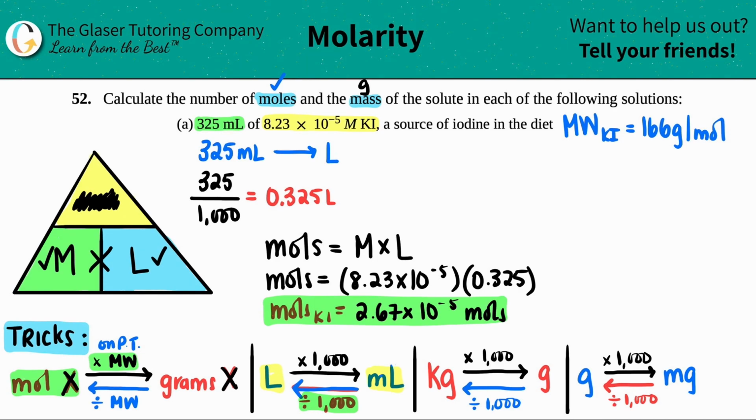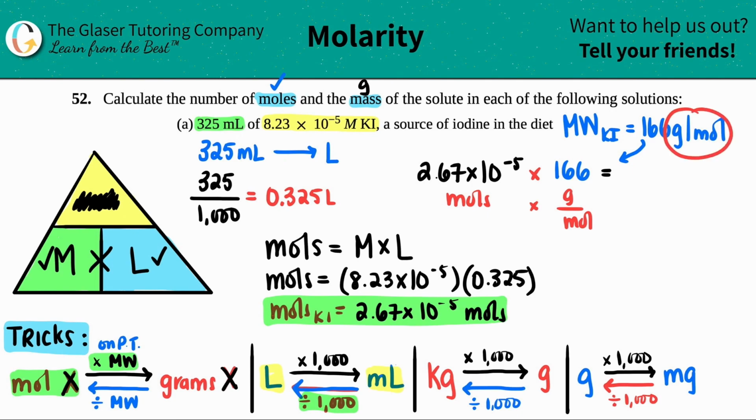So let's do it. 2.67 times 10 to the negative fifth times, and maybe I'll do that in a different color, the molecular weight, so 166, and that will equal the grams that I have. Now if we keep the units here, this was in moles, and the molar weight is in grams per mole, right? Grams over mole. And look what happens: the mole cancels out with the mole, and that's why you only have grams left.